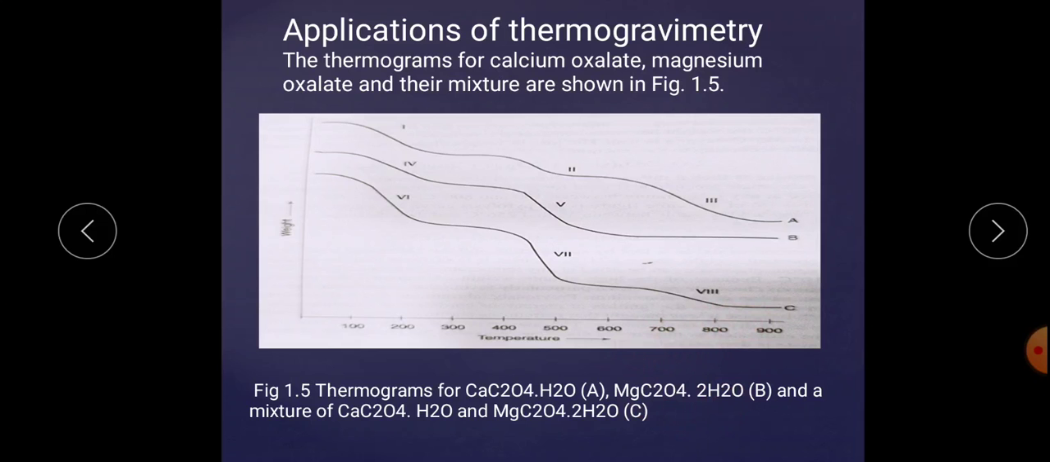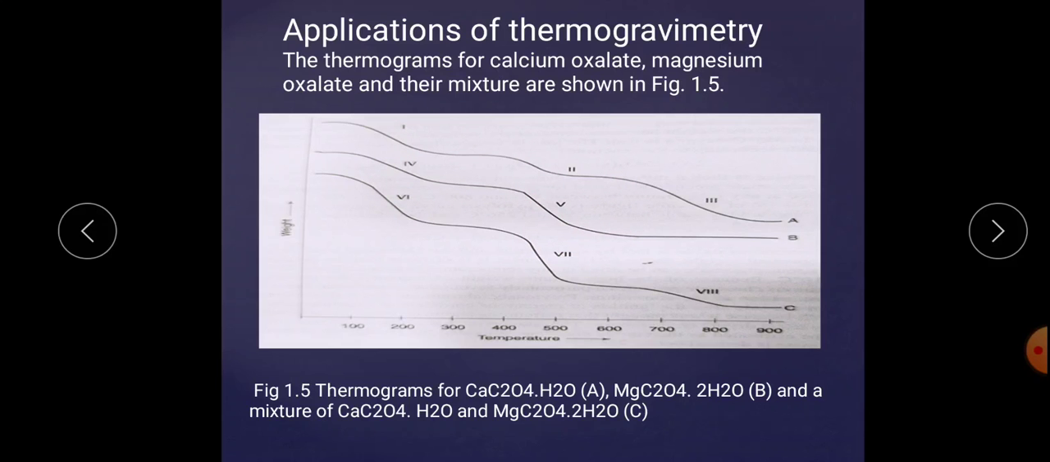But it's showing only two regions of weight loss. The magnesium oxalate dihydrate has only two regions of weight loss: the first one is this fourth one, and this is the fifth one. Only two lines are shown, which indicate that weight loss takes place. What is the reason behind that?